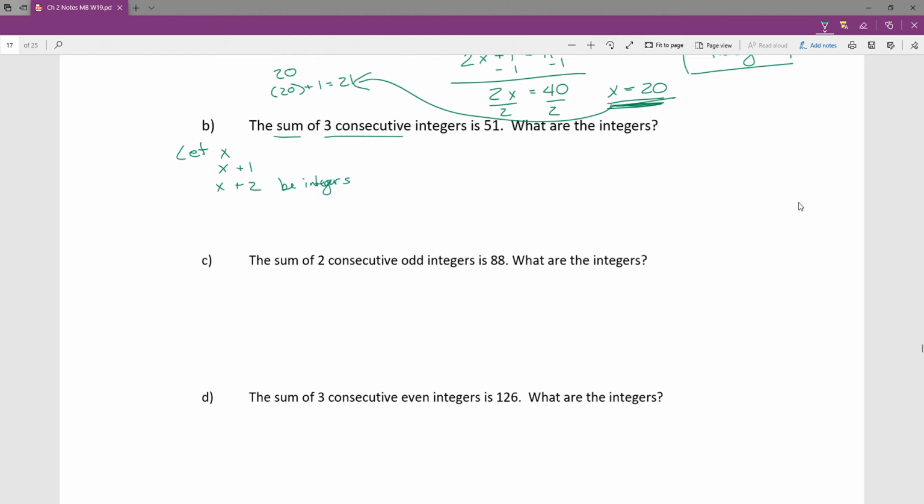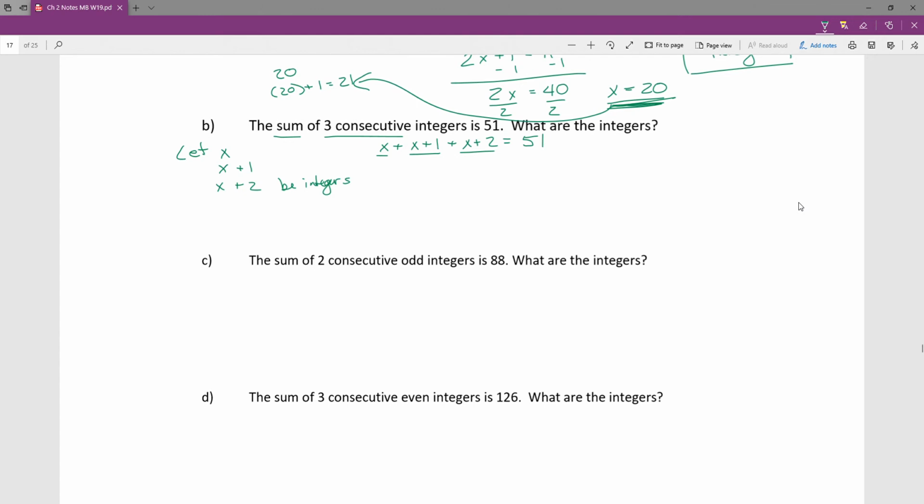So it says the sum of them. So there's 3 things I'm adding together, and you can put the brackets around them or not. I'm not going to because it's just going to be something I have to take apart. So these are the 3 different integers. I've underlined them so you can see them better. And the sum of those is 51.